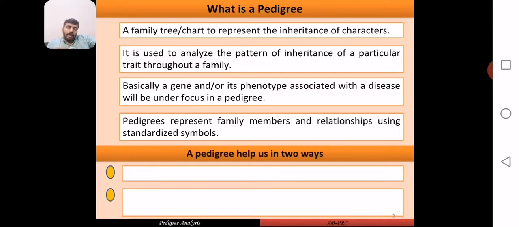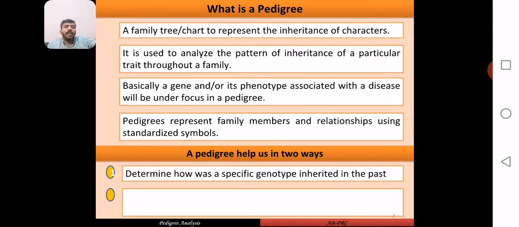Then a pedigree will be helping us in two ways. Basically, why we use pedigree? Because it will give us an idea about the previous generation. That means it will help us to determine how a specific gene was inherited in the past. What is the nature of inheritance, in what generations this particular gene was expressed, and in which generation this was not expressing. Right. That is one idea.